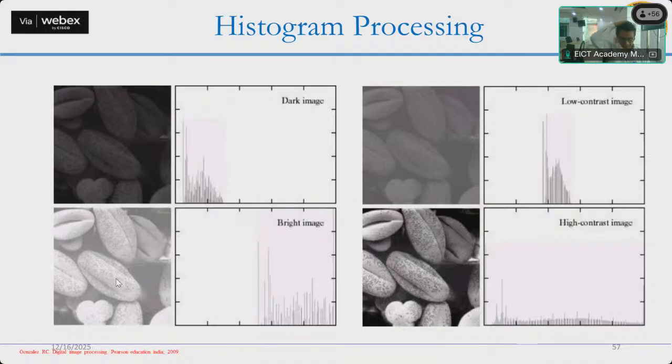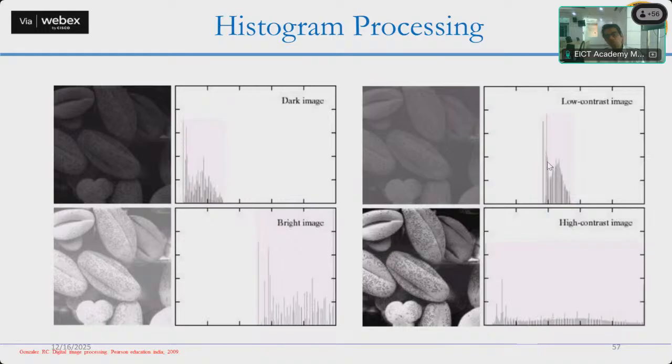If you take the negative, what will happen? Whatever part is on the leftmost side, it will reflect towards the rightmost side. Why? Because if you remember, it is capital L minus r. For example, the r value is 50, right, and the L value is 255. So 255 minus 50 equals 205. So it will come to the right side region. So when we draw the histogram of the bright image, it will look like this.